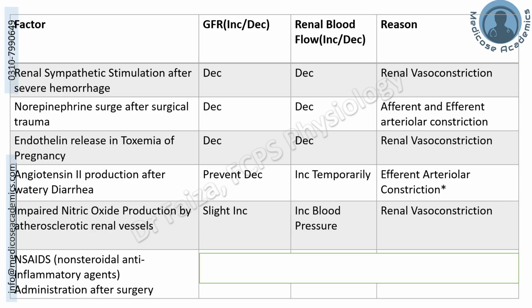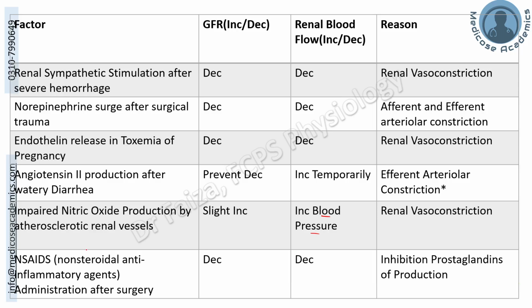When there is increased blood pressure, this increases the glomerular capillary hydrostatic pressure and somewhat can increase the GFR. NSAIDs are non-steroidal anti-inflammatory drugs which inhibit the production of prostaglandins. As prostaglandins were there for vasodilation, when there is no vasodilation, this is going to decrease the blood flow as well as the GFR.